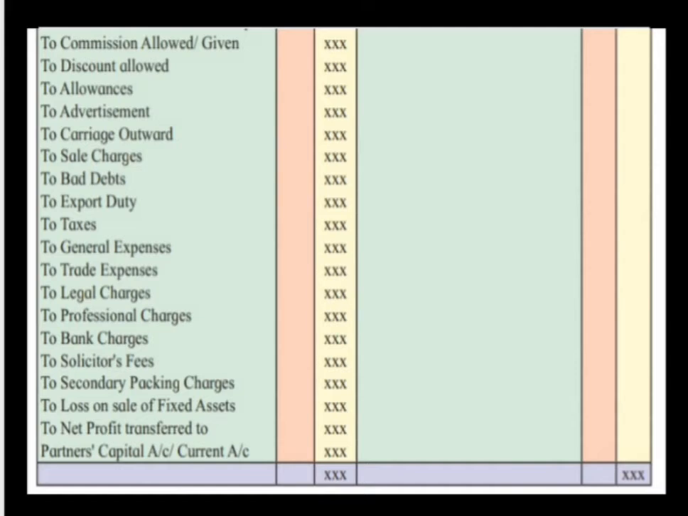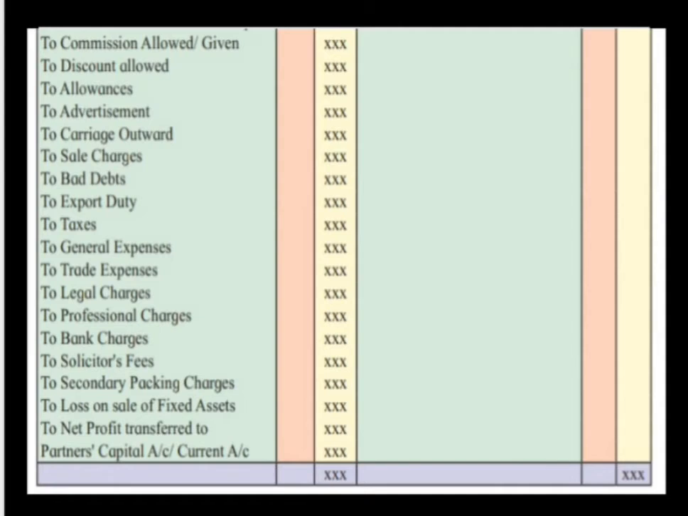profit and loss account. And in the same way, like trading account, if the debit side is more, then we get the net loss, and if the credit side is more, that is income side is more, then we get the net profit, and that net profit is to be transferred to the partner's capital account or the current account.